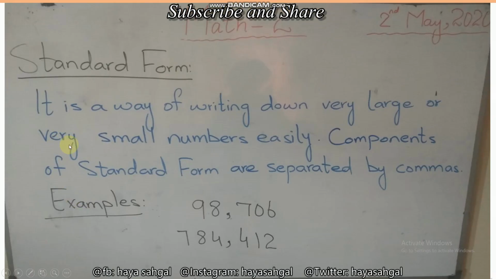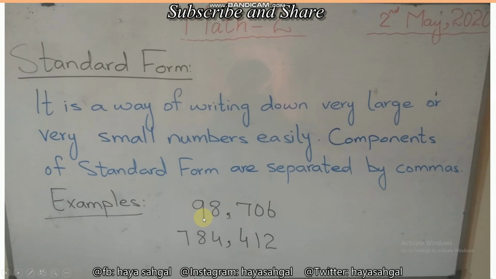Next we have standard form. It is a way of writing down very large or very small numbers easily. Components of standard form are separated by commas. Similarly, also here the components, meaning thousands, hundreds, millions, billions, will be separated with commas.